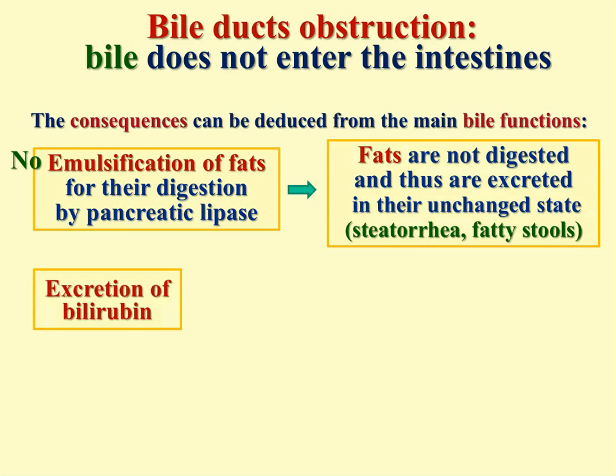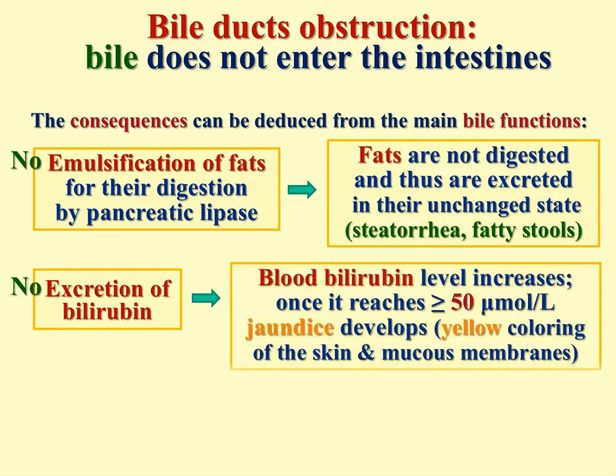Then, excretion of bilirubin, its important function, cannot be performed without release into the intestines. So, excretion of bilirubin not performed results in a great increase of blood bilirubin level. When it exceeds more than twice the upper normal limit, bilirubin as a pigment makes yellow coloring of the skin and mucous membranes, the so-called jaundice.